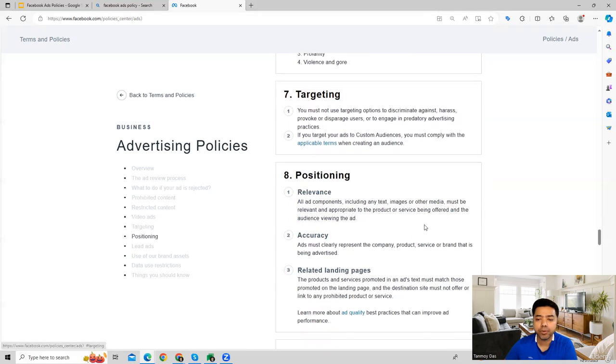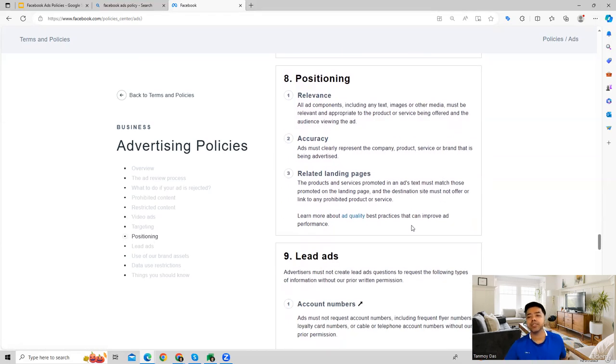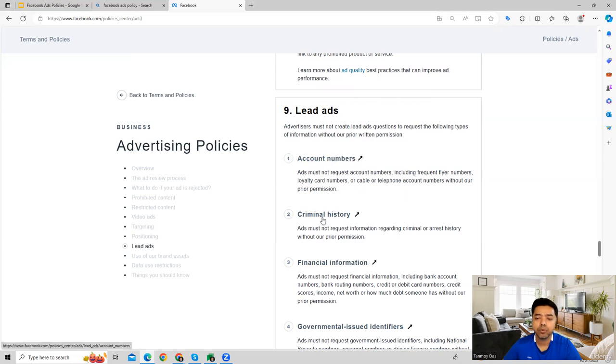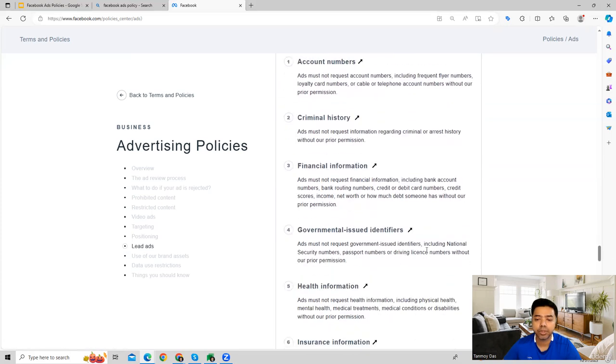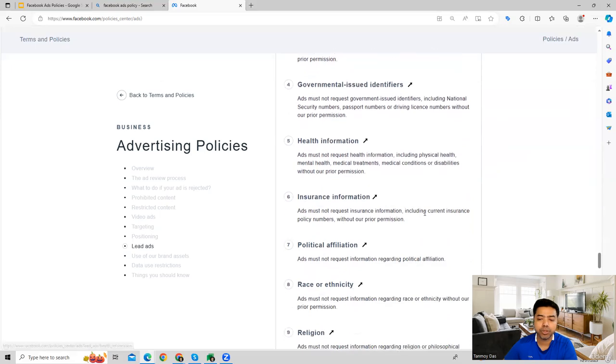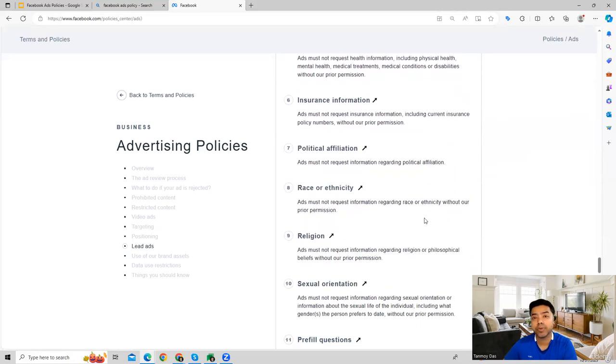Apart from this, if you come into targeting, then again there are certain things related to targeting like relevance, accuracy, related landing pages. This is something which Facebook will very closely watch and see if it follows their policies or not. Then there are lead ads related to lead gen businesses when you're running them. There are different types of information like account numbers, criminal history, financial information. These are certain things which would need prior permission. With that only can we ask for such information. So these are certain things which Facebook will again look at.